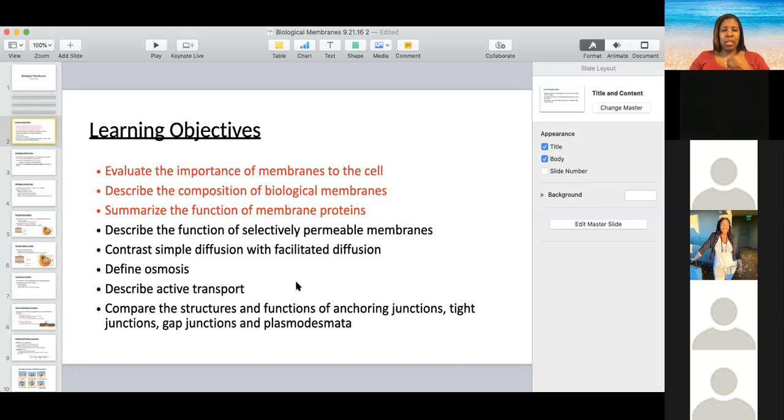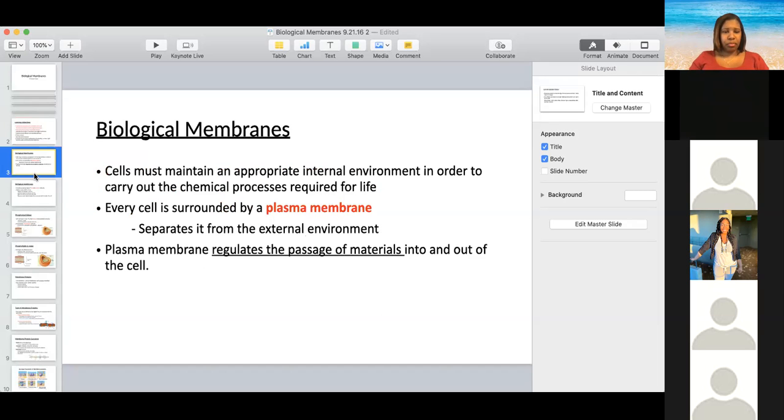When we talk about composition, we're going to look at the fact that the cell membrane is mostly made up of proteins and lipids. We're going to look at some of the functions of these membrane proteins. And this lecture is being recorded. I will post it in Blackboard with the slides when we're done.